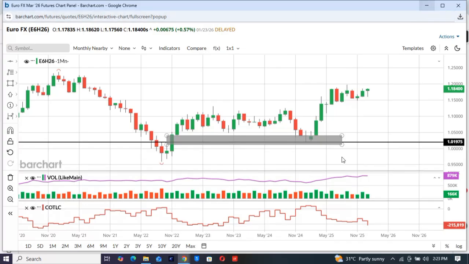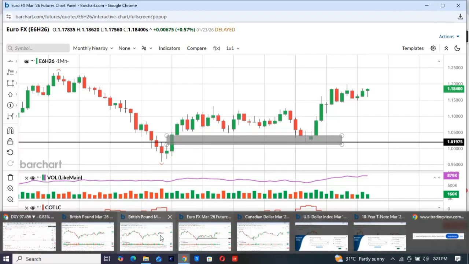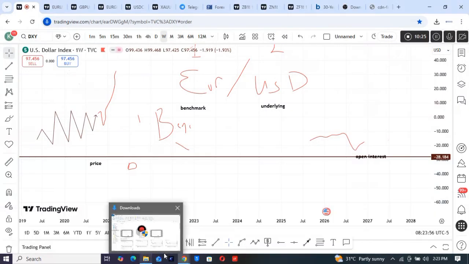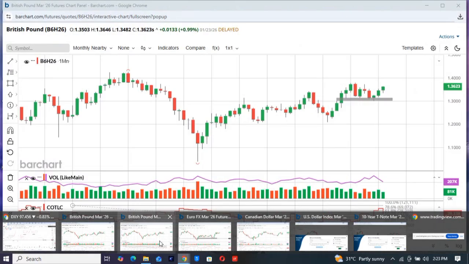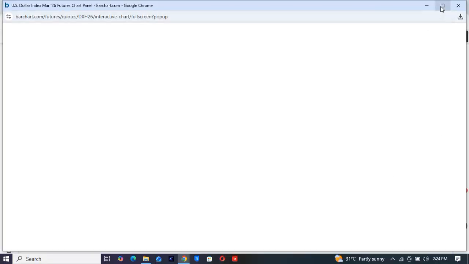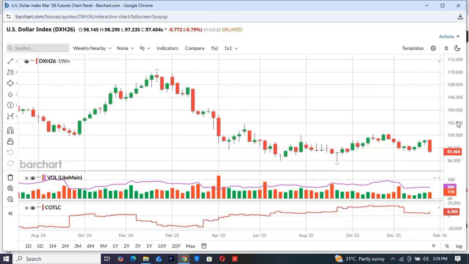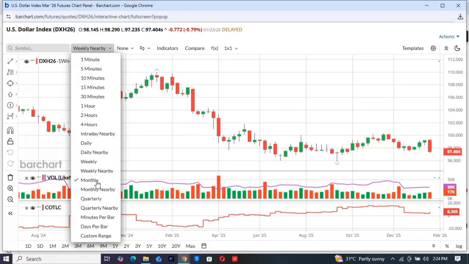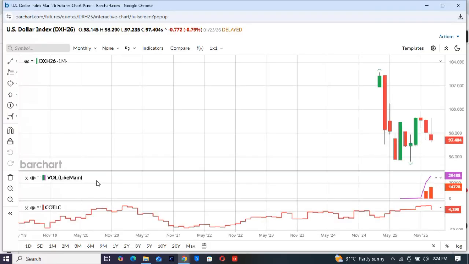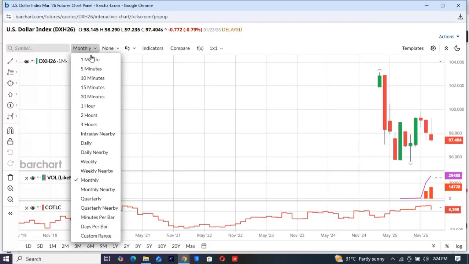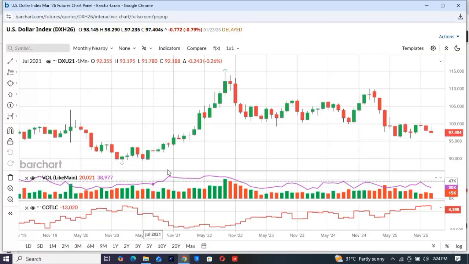And let's look at the dollar. Okay, where's the dollar? The dollar market. I am making use of the monthly, you can make use of the daily for your own analysis. But remember that it is the monthly nearby contract we're using.